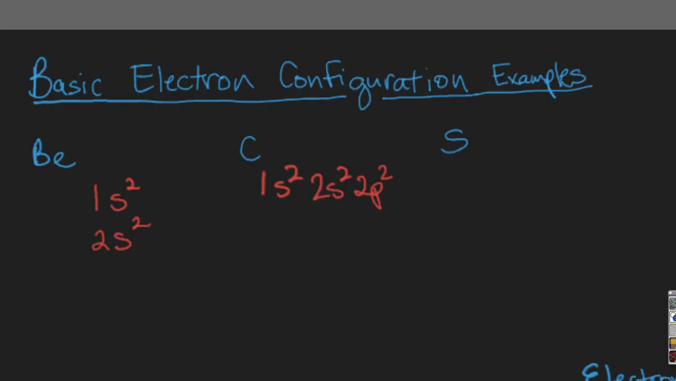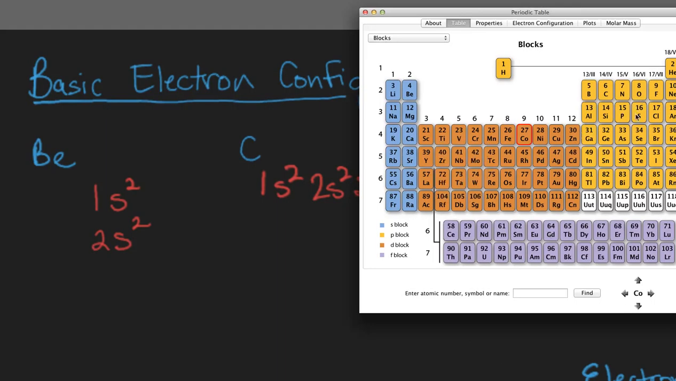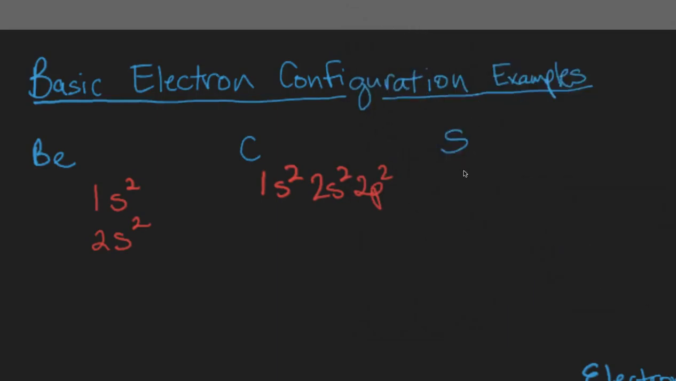Let's look at sulfur. Sulfur is a little bit down there. Sulfur's way over here at 16. Okay, so even without the periodic table, you should be able to do it, right? Just keep going until these add up to 16. 1s2, 2s2, 2p6, so that's 10 electrons, and we need 6 more.